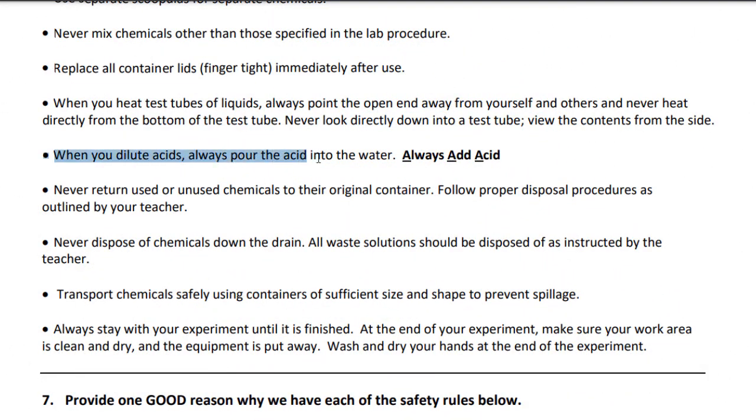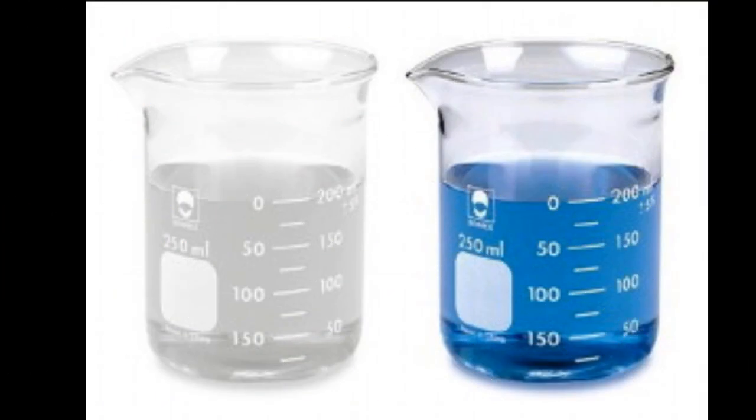When you're diluting an acid, you always pour the acid into the water. Remember this alliteration, A, A. Always add acid. And the basic idea here is when you want to get a very strong acid, but maybe you don't need it to be that concentrated, you just dilute it with water. But it's important that you add the acid to the water, not the water to the acid. So let's say here you've got 2 beakers. Let's pretend that the blue one is the acid and the clear one here is the water.